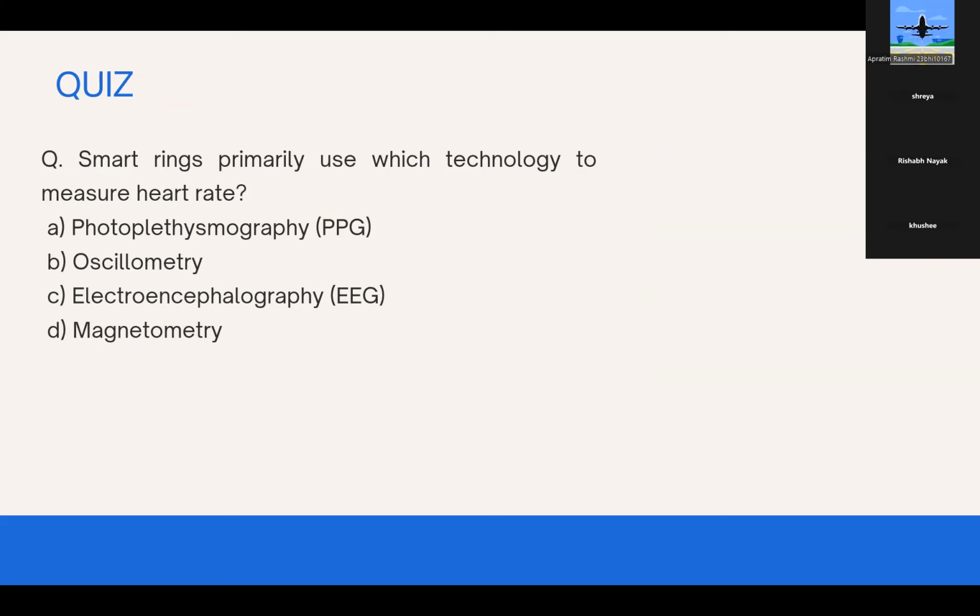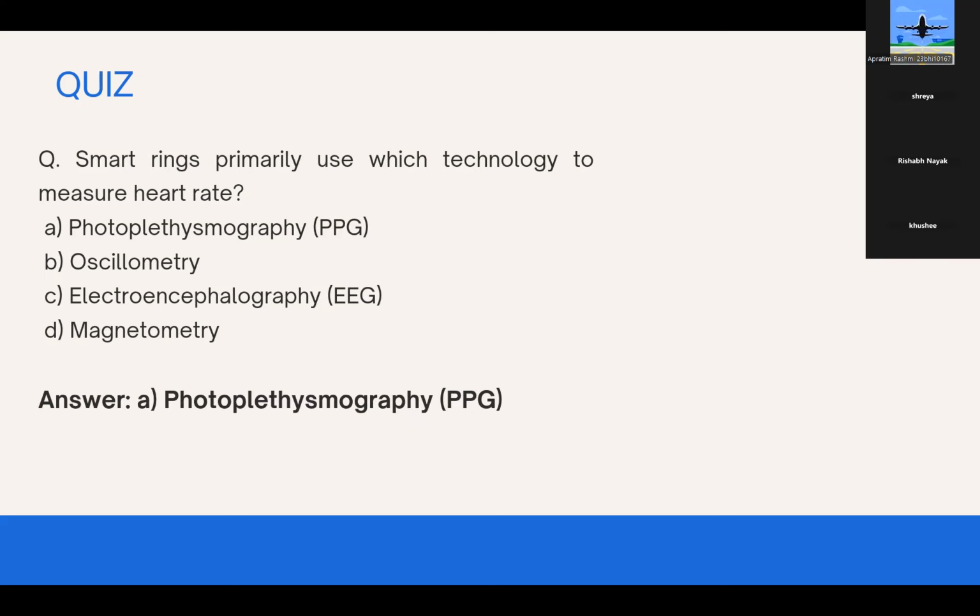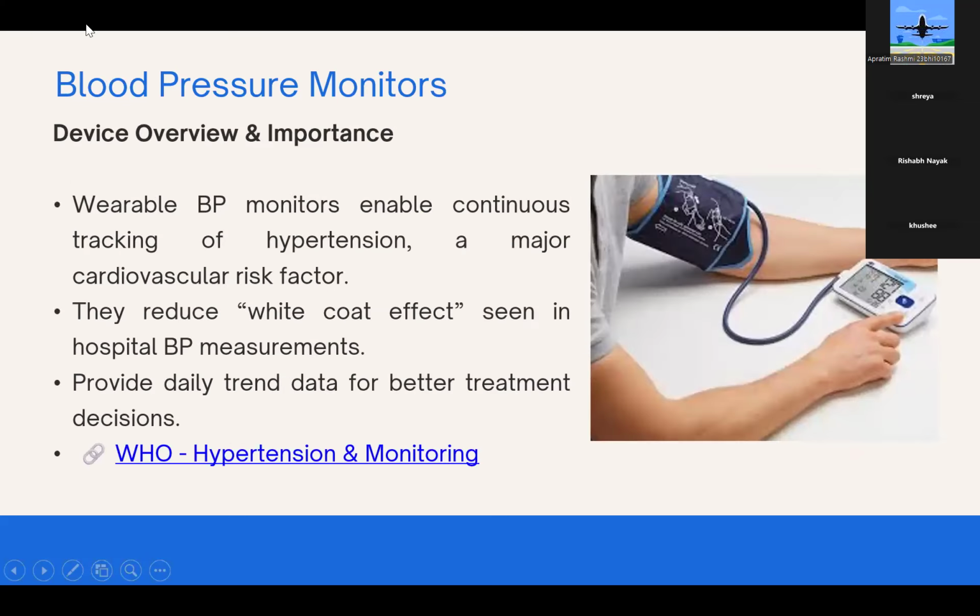Next, now the quiz. The question is: what technology do smart rings primarily use to measure heart rate? PPG, oscillometry, EEG, magnetometry. The answer is in the next slide, which is PPG, photoplethysmography. Now my teammate will continue with the further slide.